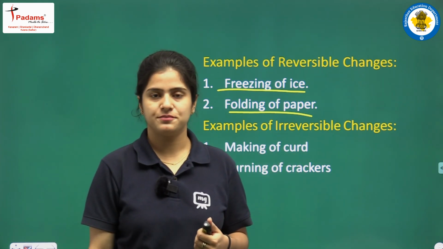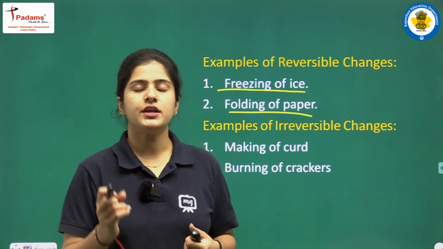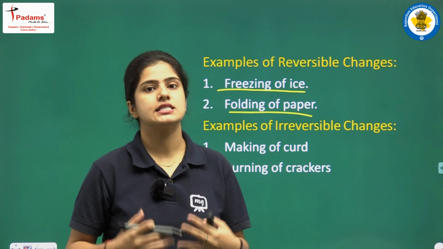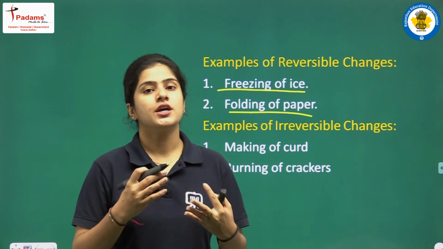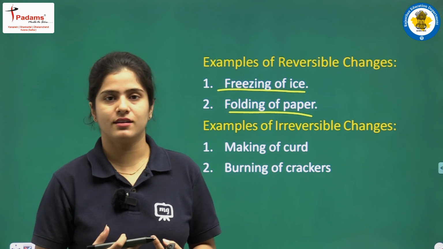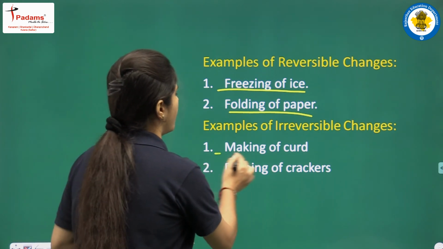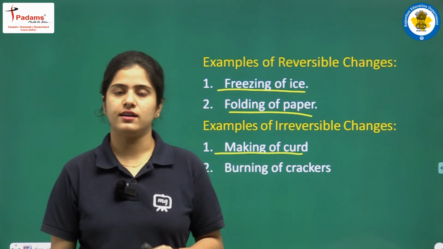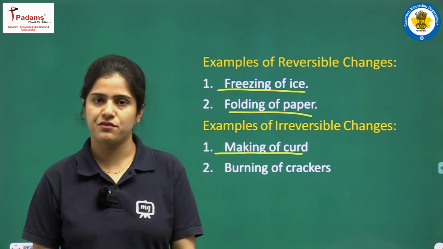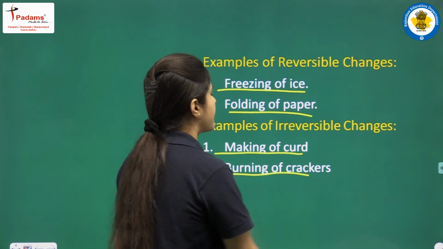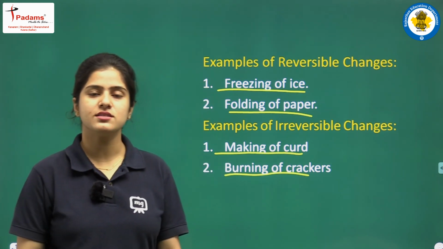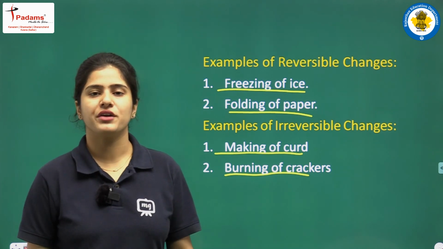Now, the examples of irreversible changes, students. Making of curd. When milk is converted into curd, it is an irreversible change. You can't get the milk back from that curd. Burning of crackers is also an irreversible change, students. You can't get the crackers back once they have been blown up. So these are some examples of irreversible changes.